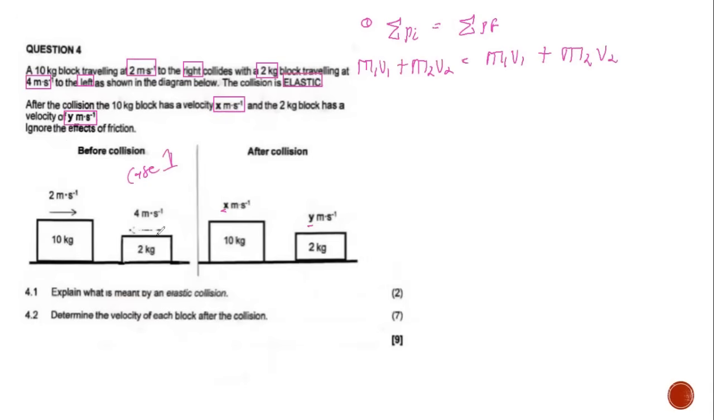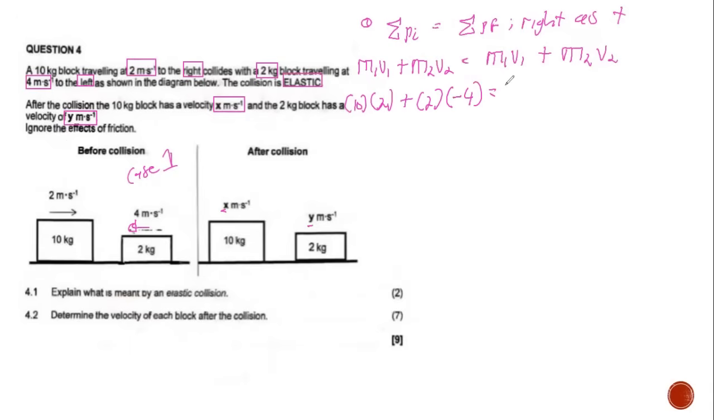Now, mass 1 will be the 10 kg and mass 2 will be the 2 kg. I have 10, and it's going to the right, so let me say right as positive. So this is 2. Then mass number 2 will be 2, but the velocity is 4 and it's going to the left, so it's supposed to be indicated as a negative.